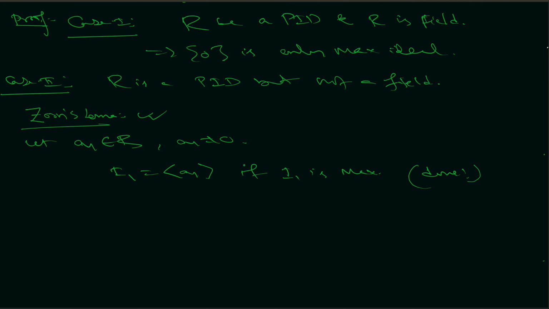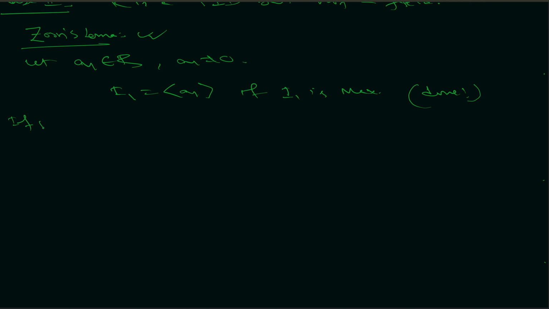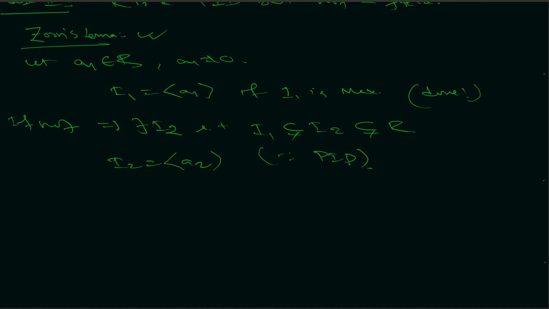Suppose not. If not, then there exists an ideal I2, such that I1 is properly contained in I2, which is properly contained in R, right? Since we are in a PID, I2 is the ideal generated by, suppose, a2. Roughly I am doing the proof.